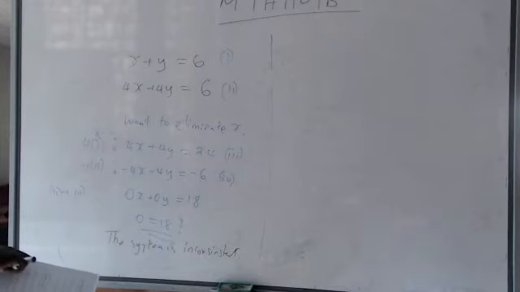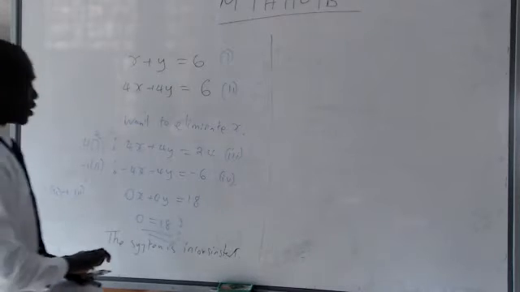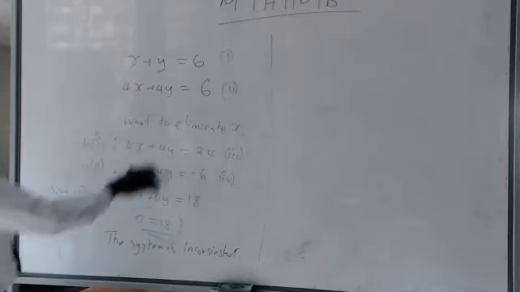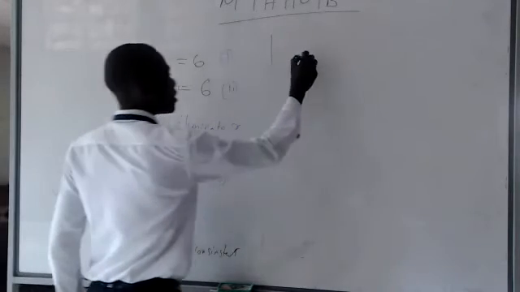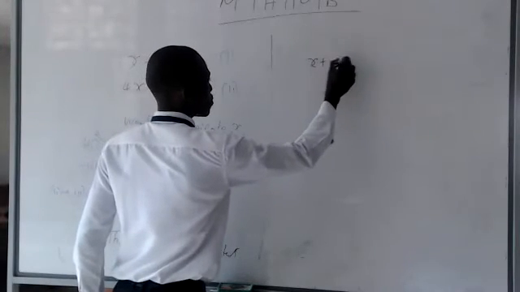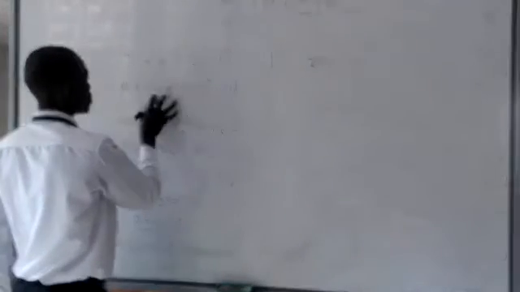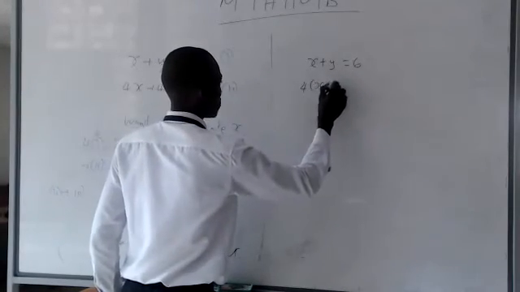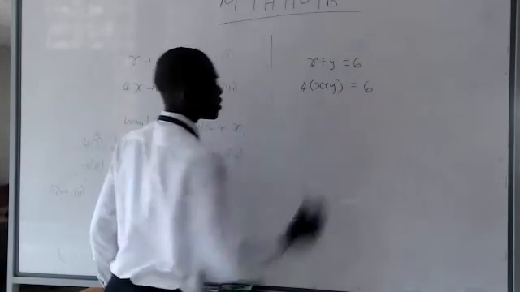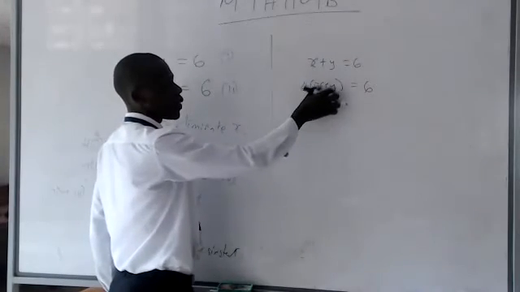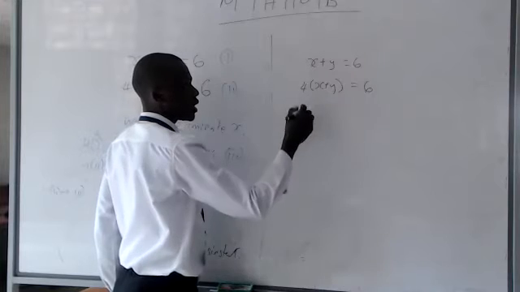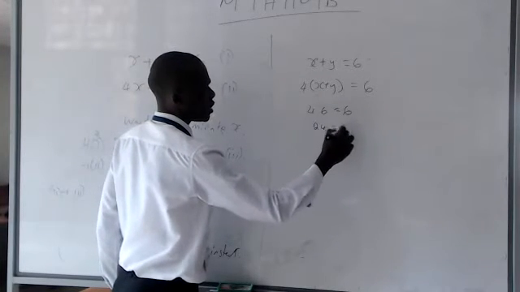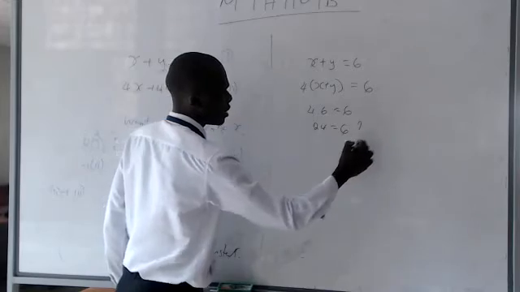And by the way, if you are asked to do this kind of problem, not necessarily by elimination, you would have observed from the onset: the first equation is just x plus y is 6. Second equation, 4x plus 4y, you could write that as 4 times (x plus y) is equal to 6. You already know that x plus y is 6. So what this is telling you is that 4 times 6 is 6, which means 24 is 6. This is absurd. It's a contradiction.